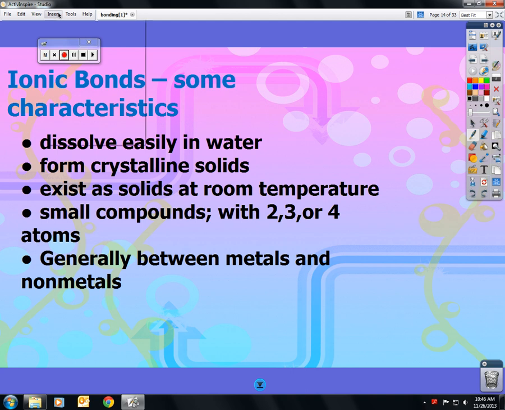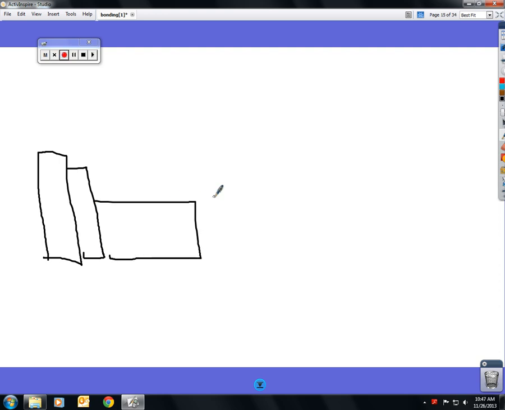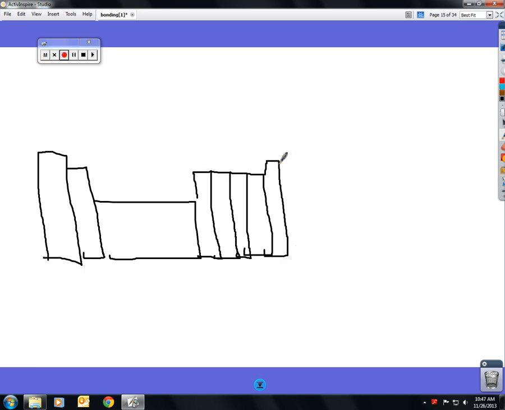Alright, so let me put a blank page here. Okay, so alkali metals, excuse my drawing, it's with a mouse. Alkaline earth metals, transition, we have boron, carbon, nitrogen, oxygen family, the halogens, and the noble gases.